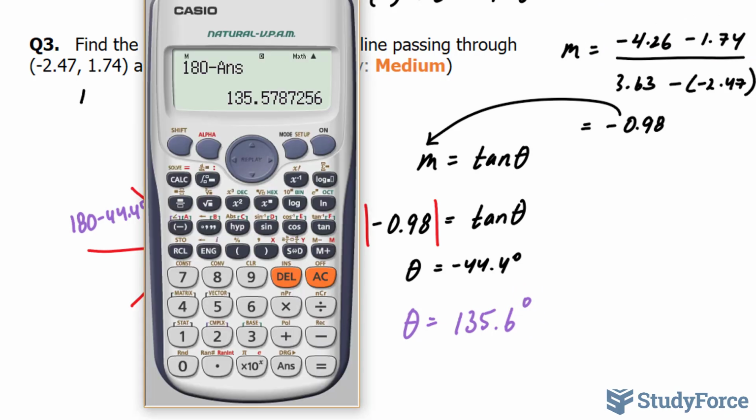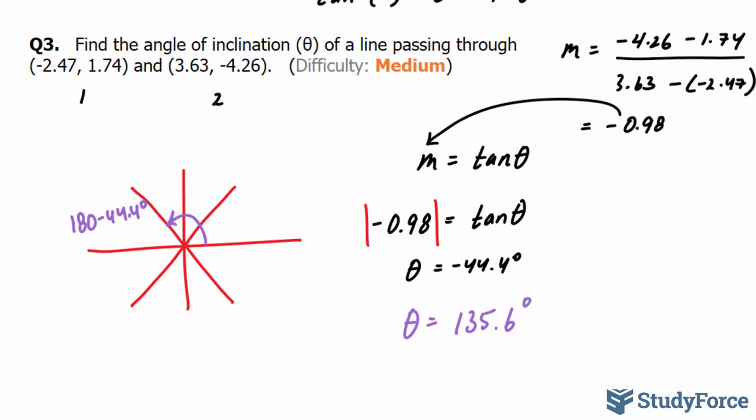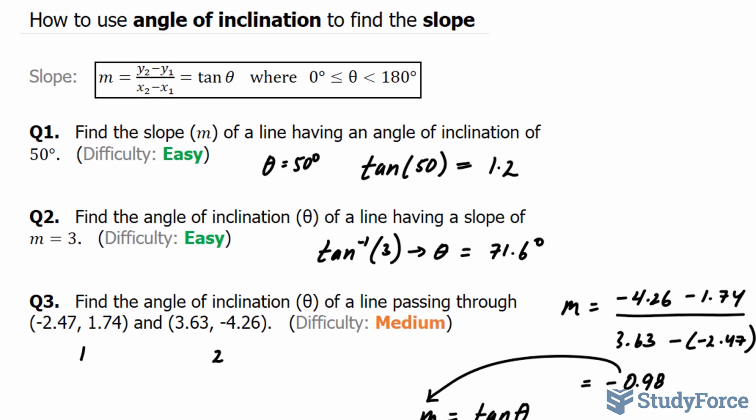How do I know if that's true? Well, let's go ahead and evaluate it. Tangent at the answer that we just got should give us negative 0.98. And so there you have it. That is how to use angle of inclination to find the slope.